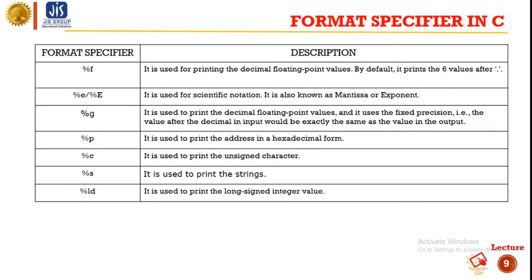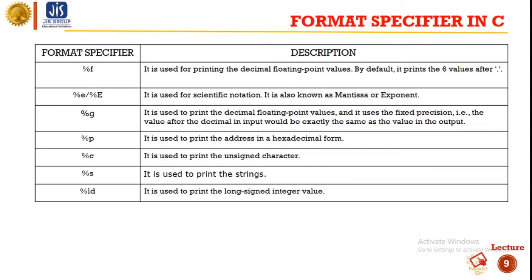Next one is %g. It is used to print decimal floating point values, and it uses fixed precision, that is, the value after the decimal in the input would be exactly the same as the value in the output. Next one is %p. It is used to print the address in a hexadecimal form.